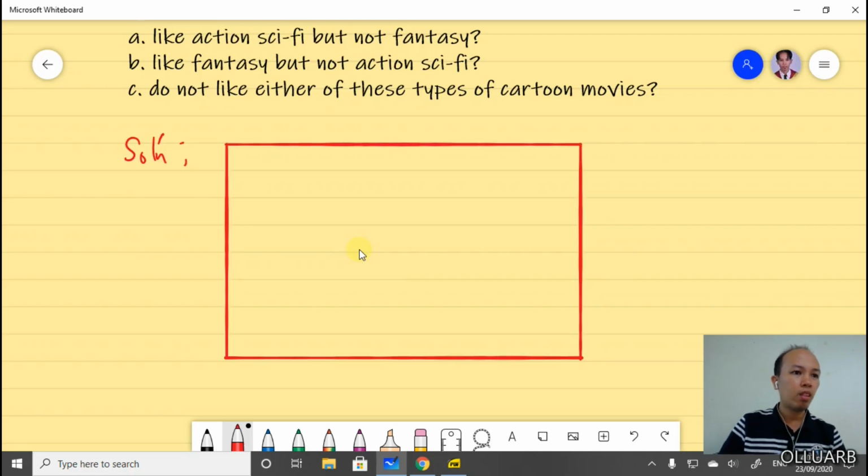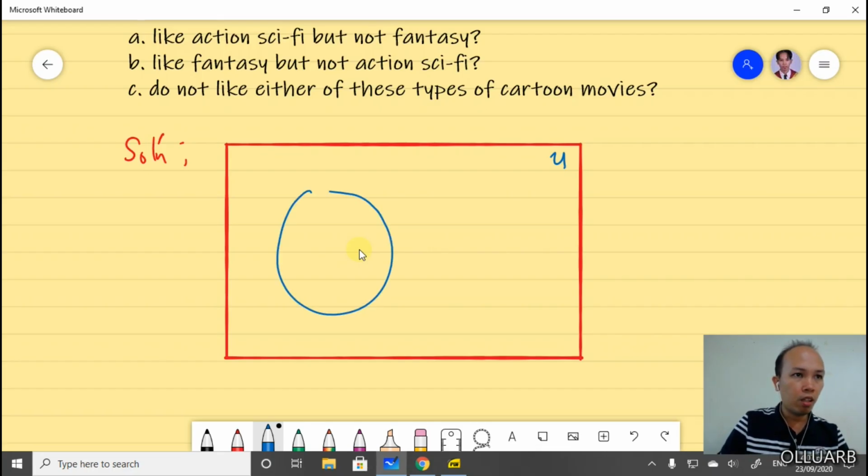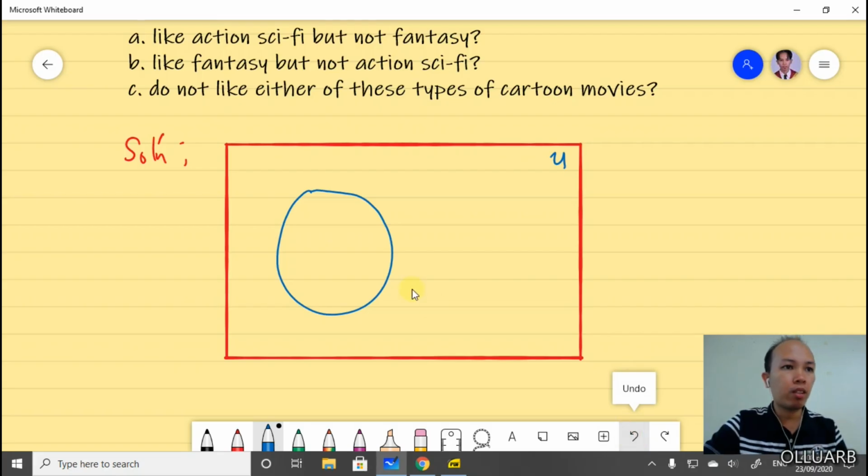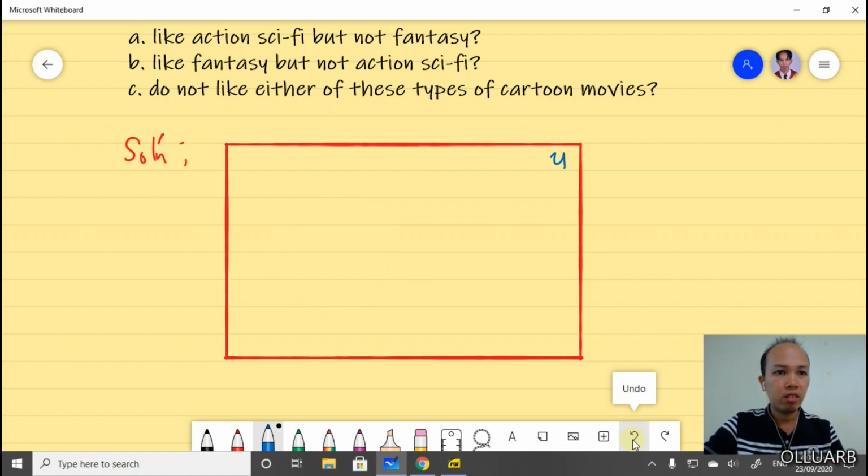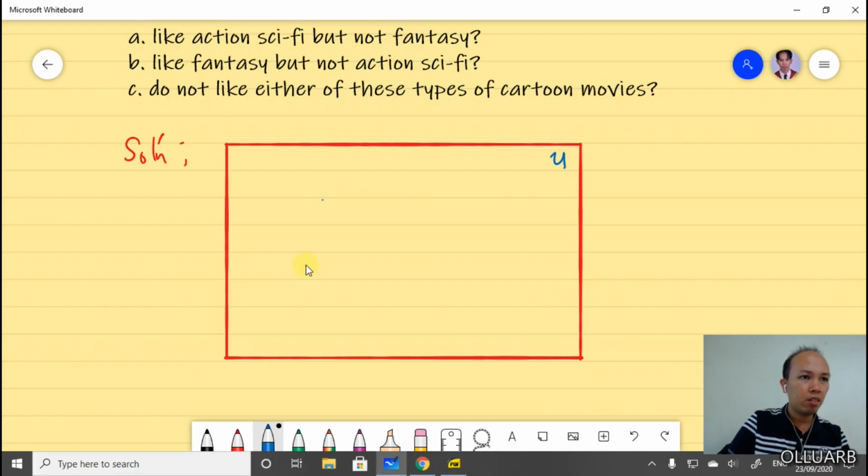Okay, so this is our U, and there are only two sets. We have action sci-fi and fantasy. So let's try to make a circle. Let's see if it will work. It did not work. Okay, meaning to say we have to make another circle. Let's have another circle. I hope I can make a perfect circle.